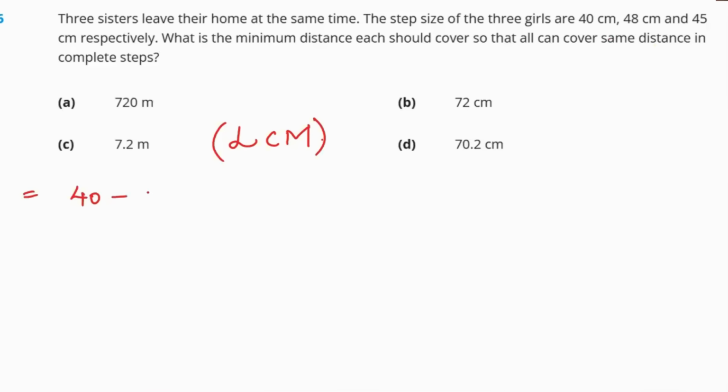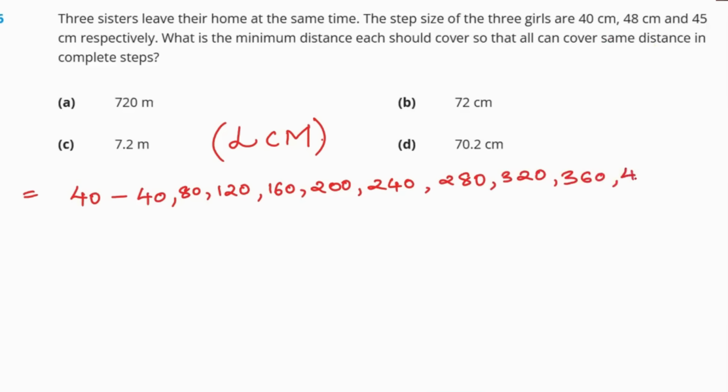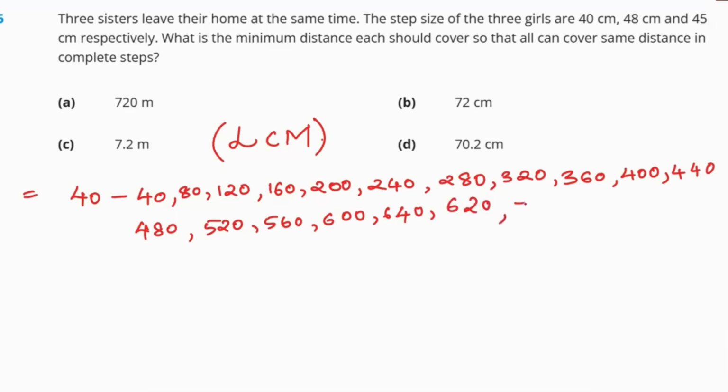So these are the multiples of 40: 40, 80, 120, 160, 200, 240, 280, 320, 360, 400, 440, 480, 520, 620, 720, 760, and 800.